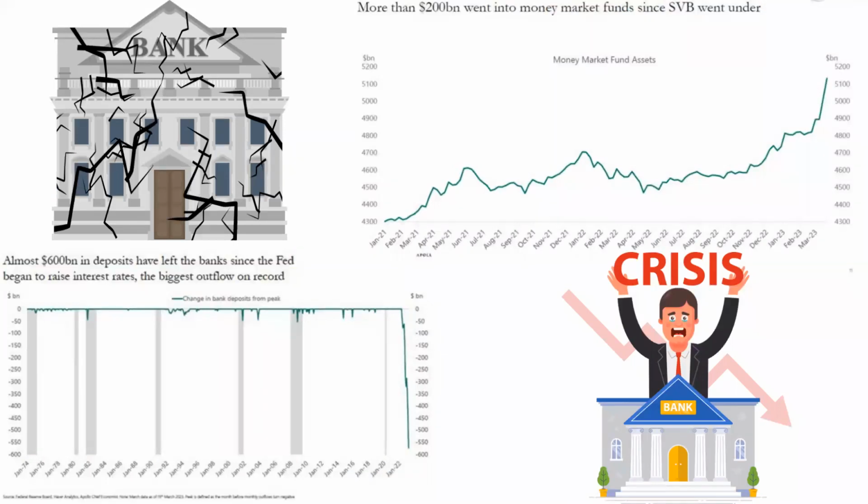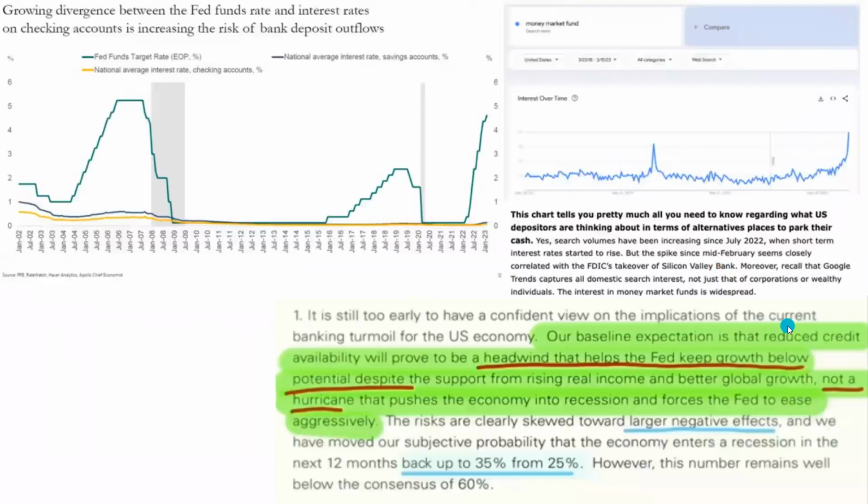Now, more than $200 billion went into money market funds since SVB went under. And this is huge, guys. The reason being, we'll dive into it a little more in the next chart. But take a look at this one. Almost $600 billion in deposits have left the banks since the Fed began to raise interest rates, the biggest outflow on record. So we're seeing $600 billion in deposits leaving banks since the Fed began to raise interest rates, and more than $200 billion of that went into money market funds since SVB went under, just in that time period.